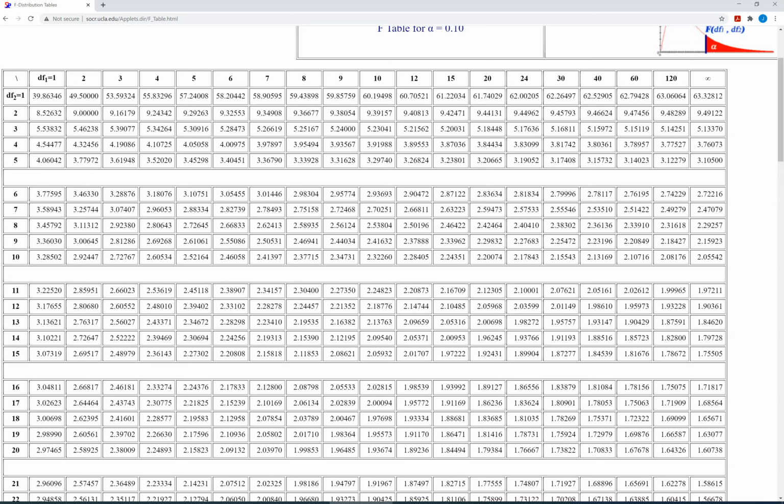And then you've got this big mass of tables, or you can just use the technology. So there is an F table in the back of your book, and you can use it if you really, really want to, but it's just easier, I think, to use Excel.